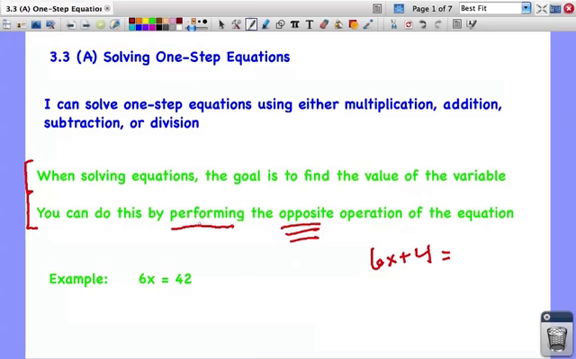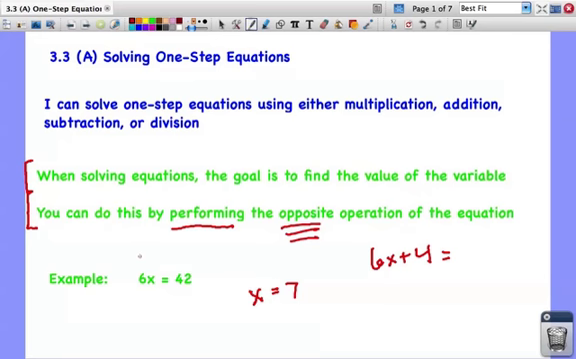So 6 times what equals 42? Some of you are already telling me, Mr. G, it's 7. I know that 6 times 7 equals 42, and that's true. X does equal 7. But the biggest part here is we want to figure out the process of how to do this, because these equations are going to get a lot more complicated very quickly, and we might not be able to see it off the top of our head.